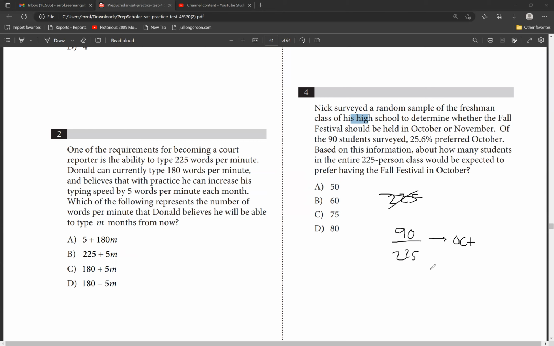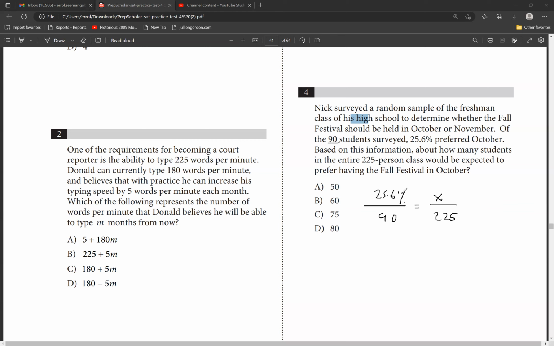so how do we do this one? Okay, so if they sampled 90, we set up a proportion. Yeah, yep, exactly. So what should we write? 25.6 over 90 equals x over 225. Say it again. 25.6 over 90. And then x over 225.